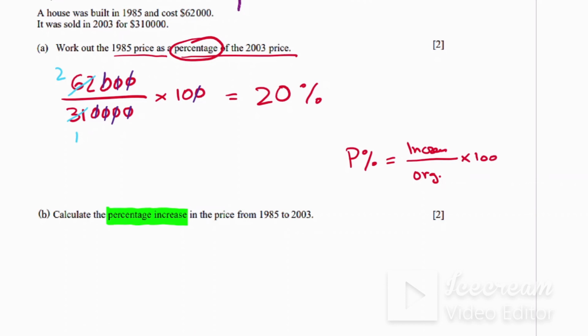So how much increase is there? How can you find it? The increase you can find by 311234 with zeros minus 62123 with zeros. Subtract this, and you will find the increase amount. When I subtract, I got 248123 with zeros. This one is the increase amount. The original amount was 62000. I will put it in this formula.